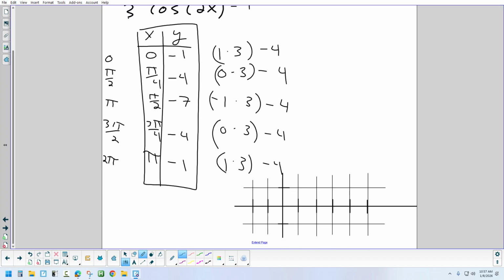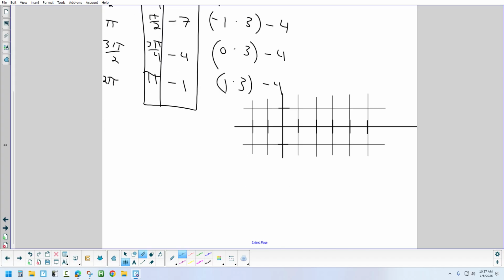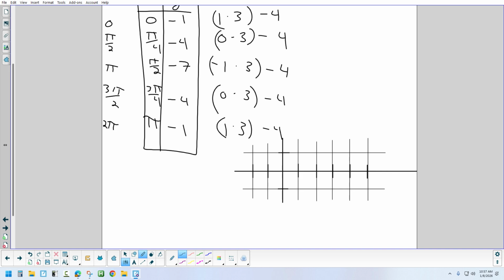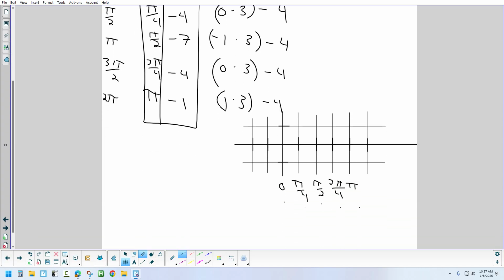Okay, so for the sketch, x's are pretty straightforward. We're just going to label each tick mark using our labels in the table. So pi over 4, pi over 2, 3 pi over 4, and pi. And those are equally spaced. If you did it in degrees, that's 0, 45, 90, 135, 180. They're spaced at 45s.